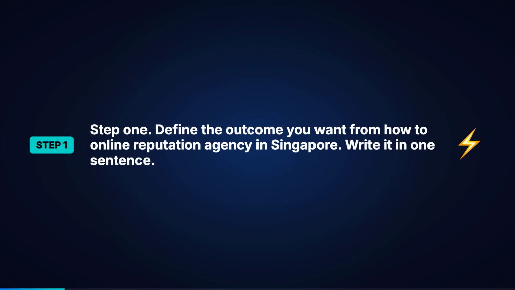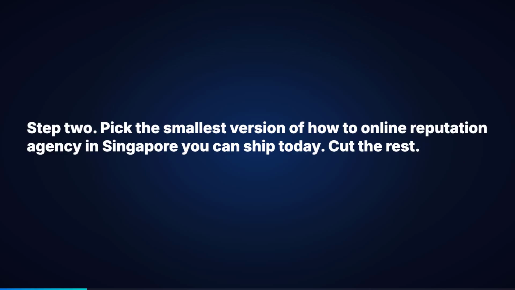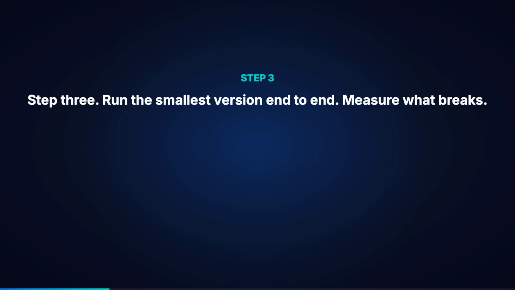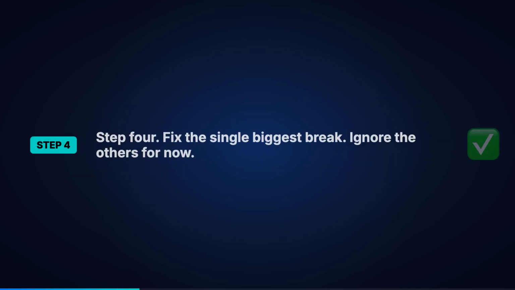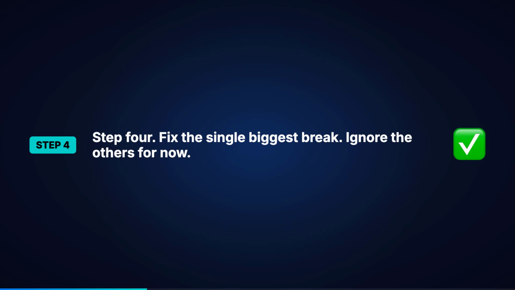Imagine your dashboard tomorrow. Step 1. Define the outcome you want from how to online reputation agency in Singapore. Write it in one sentence. Step 2. Pick the smallest version of how to online reputation agency in Singapore you can ship today. Cut the rest. Step 3. Run the smallest version end to end.